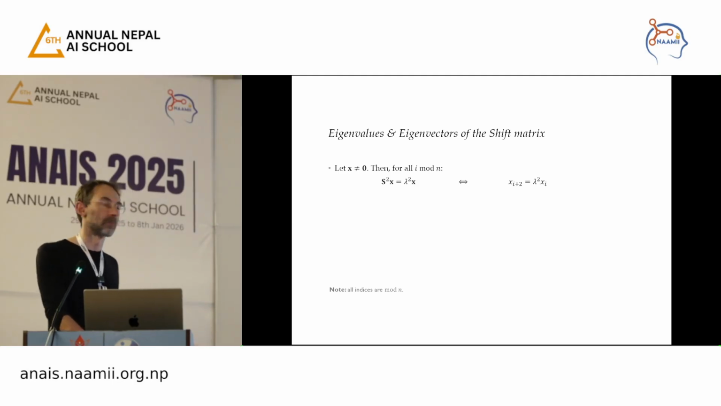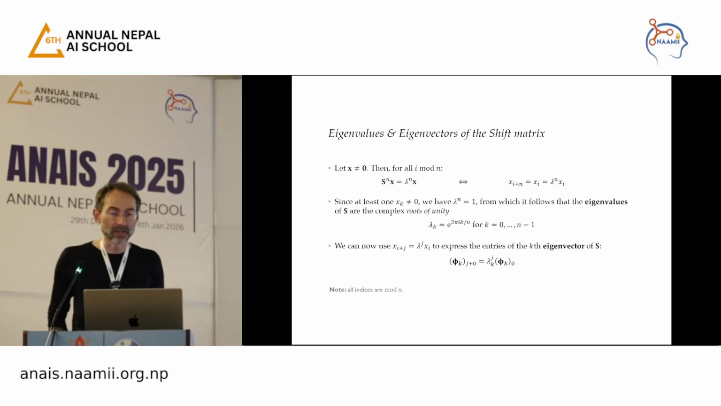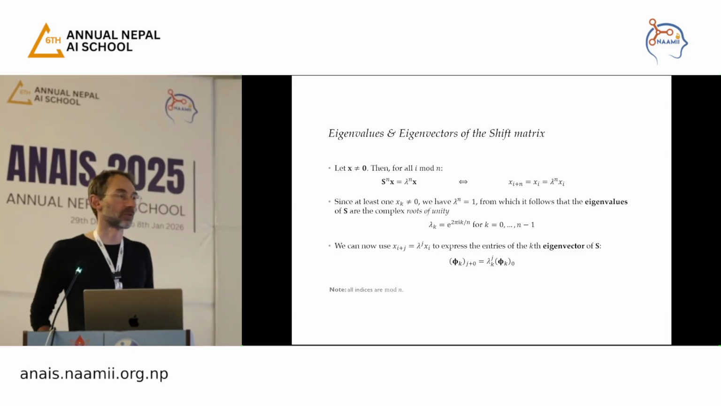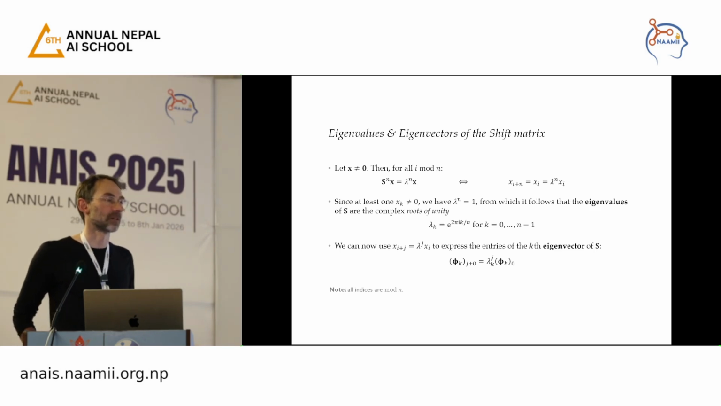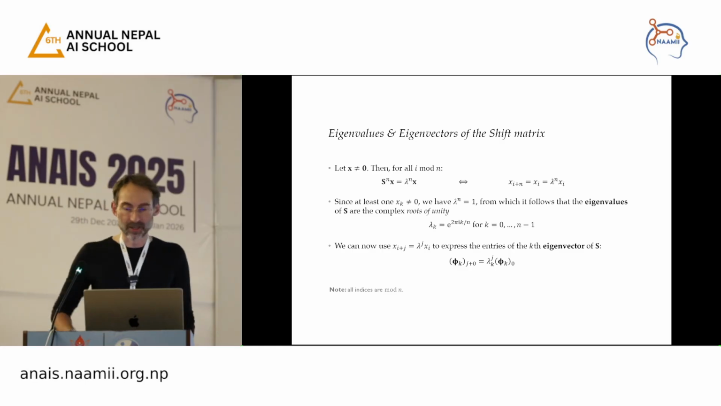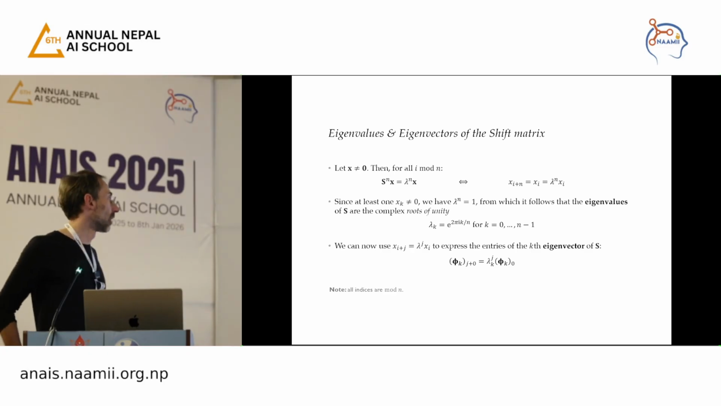I can do it also for other powers of S, right? So S squared, corresponding to lambda squared. So x_{i+2} equals lambda squared x_i, right? And I can do it all the way up to n, right? So x_{i+n}, again, everything is modulo n, so this is equal to x_i, right? And I get x_i equals lambda^n x_i, right? And again, because we assume that not all elements of x are 0, at least one element is non-zero, so I can divide by this x_i. And what I get is that lambda power n equals 1, right?